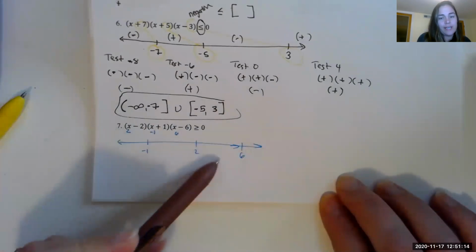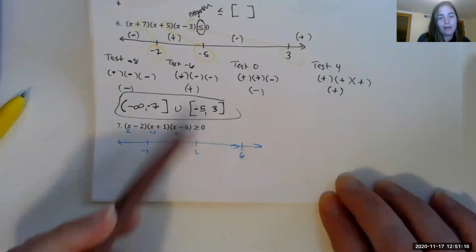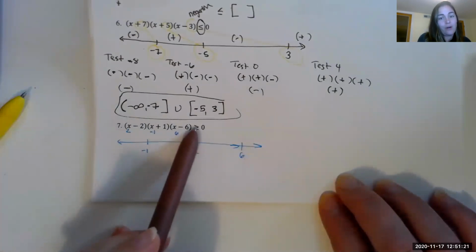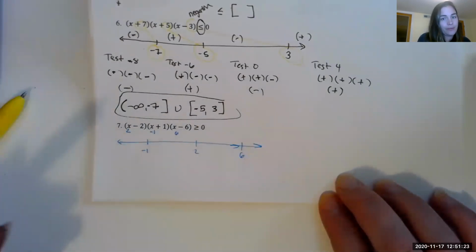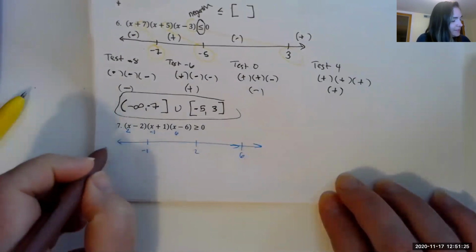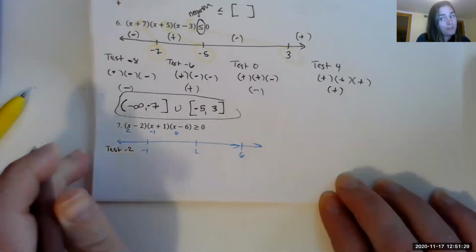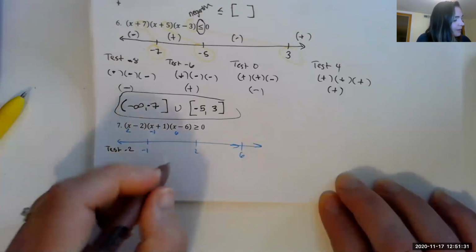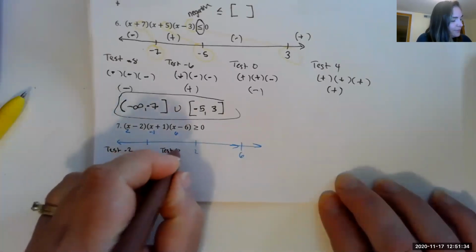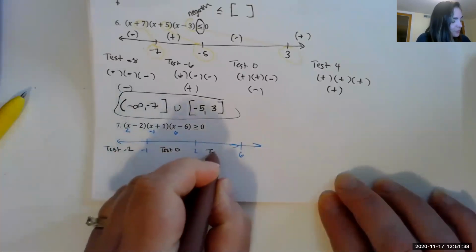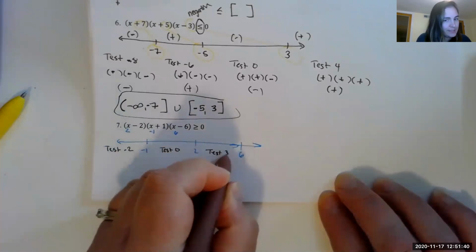And then the real work, and it is a lot of work, is to test some solutions that are in those sections to see if they're positive or negative. Because the task is to find out where this expression is greater than or equal to 0. So let's test. I try to find the easiest numbers I can to test. Here, let's test -2, because that's less than -1. Here, let's test 0. That's between -1 and 2. And here, let's test 3. That's between 2 and 6.